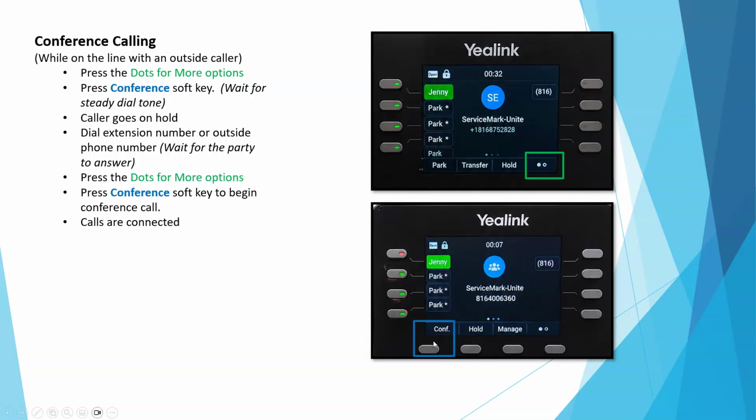So when I push that, now my caller is going to go on hold and I'm going to get dial tone to dial a second number. So again, that could be an extension or an outside number. Just keep in mind, if it's an outside number, it is area code and phone number. And then once they answer that second party, then I'm going to repeat the step one I did, which is hit the dots again, and then just conference again, and we're all together. So it's just dot conference, phone number, dot conference, and everybody's all together.